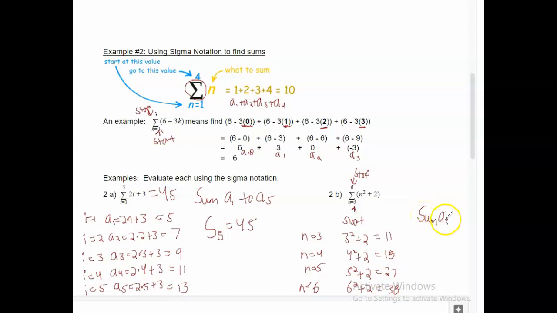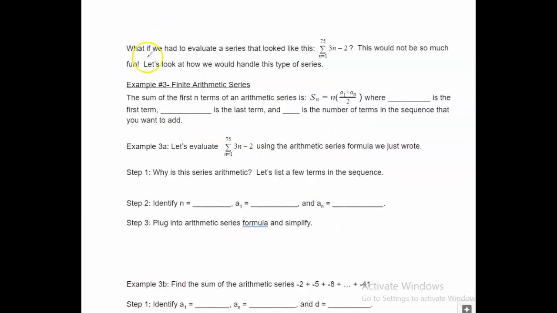Then I need to sum the third to the 6th, and that would get me 94. So what if we looked at a series that's having us go from the 1st to the 75th? That would take a lot of time to have to add the 1st, 2nd, 3rd, 4th, all the way to the 75th. So this is lots of work.